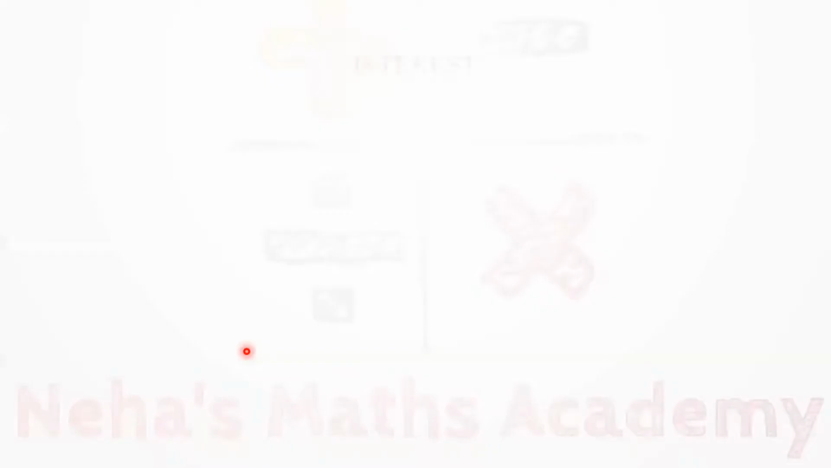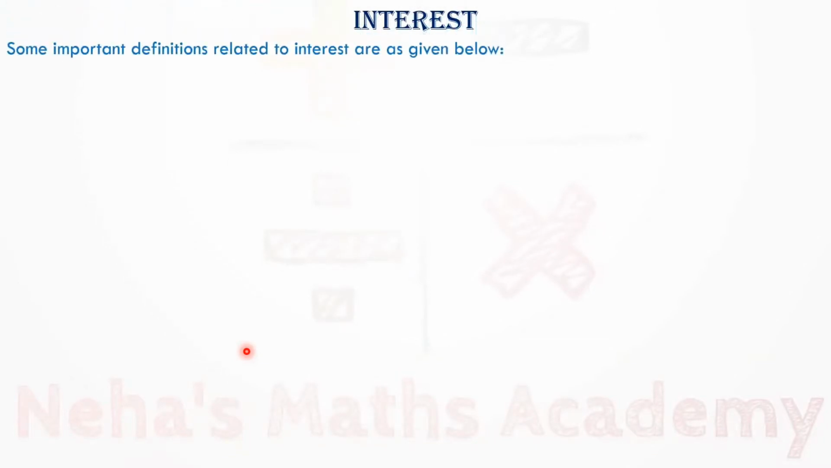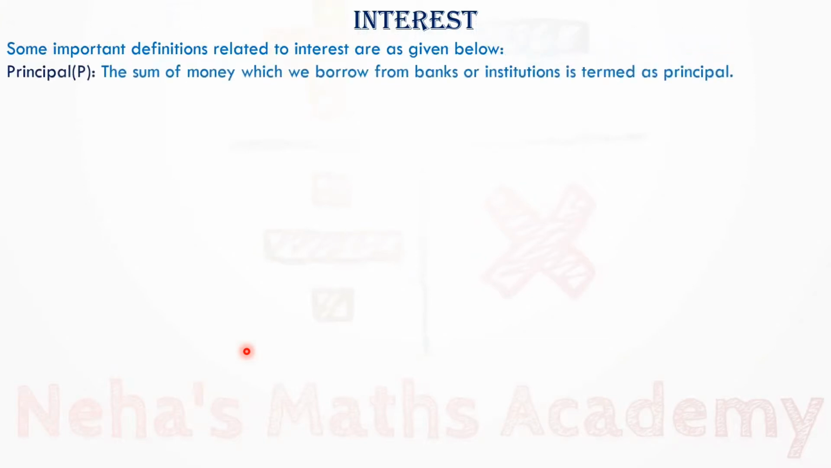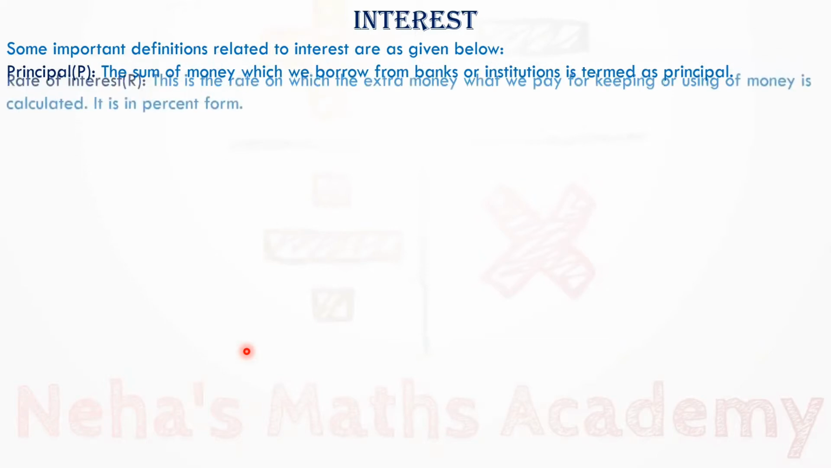In this video, let's study the concept of interest. Some important definitions related to interest are as given below. Principal, which is denoted by capital P. The sum of money which we borrow from banks or institutions is termed as principal.